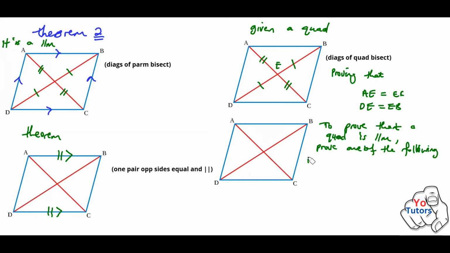Number one, you must prove that AB is equal to DC, and also AD is equal to BC. Why are we saying that? Because the opposite sides must be equal. Number two, angle A must be equal to angle C, and angle D must be equal to angle B.